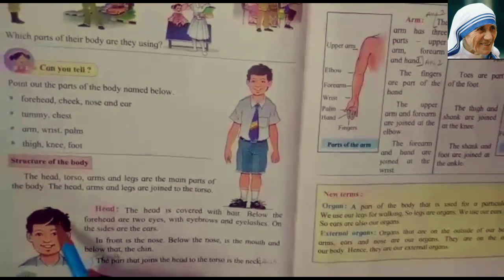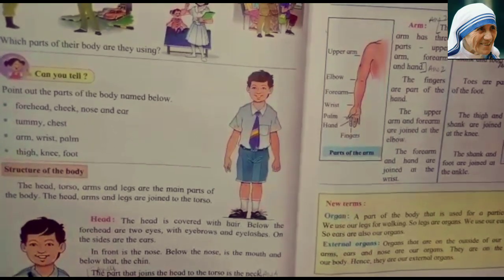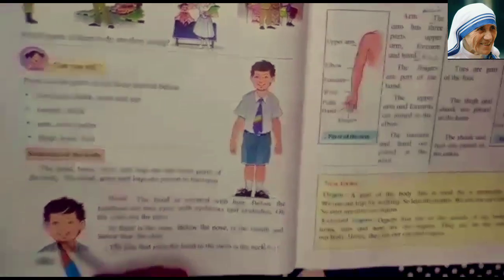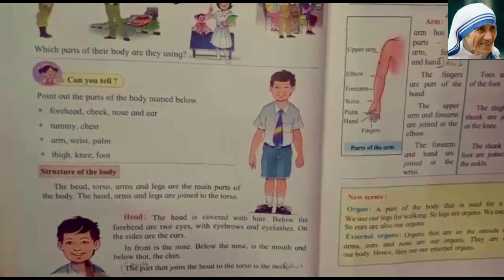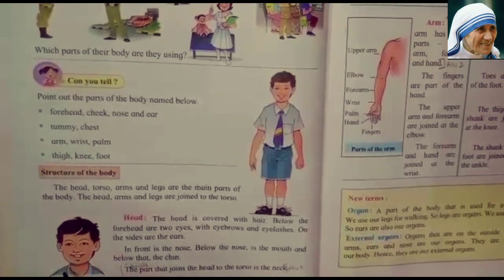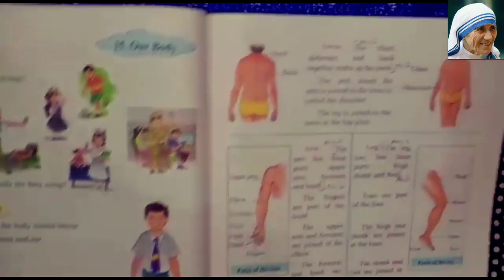Now head. And this is the what? Torso. So they both join with the neck. This is the neck. Okay. So they both join with the neck.